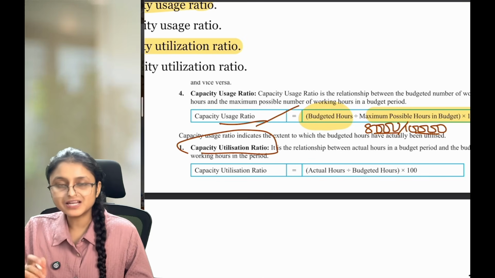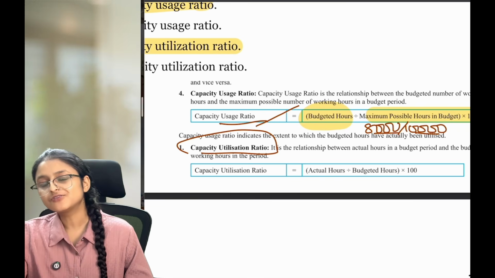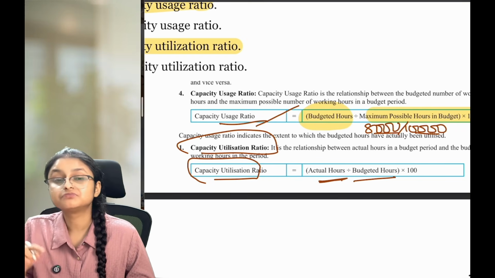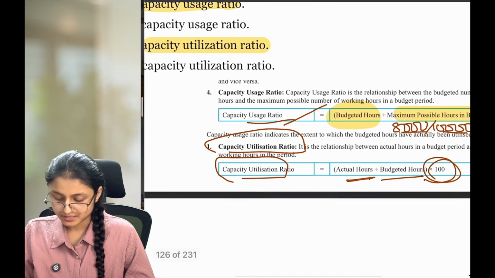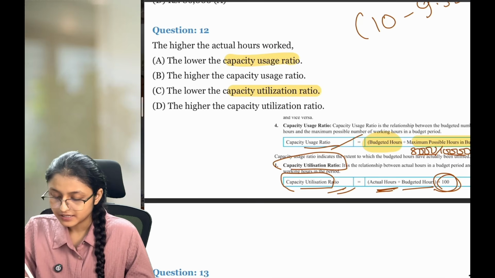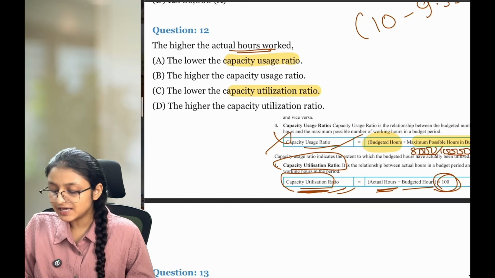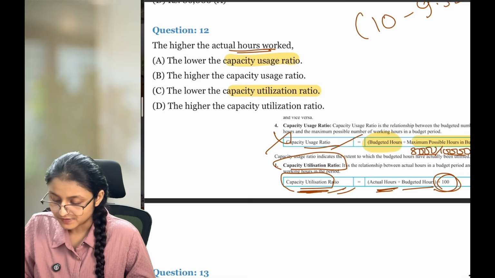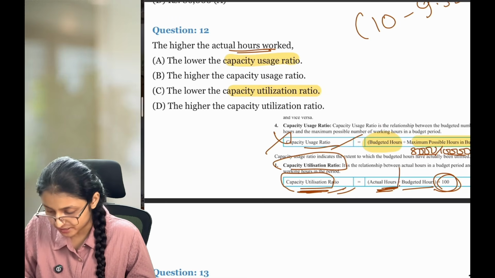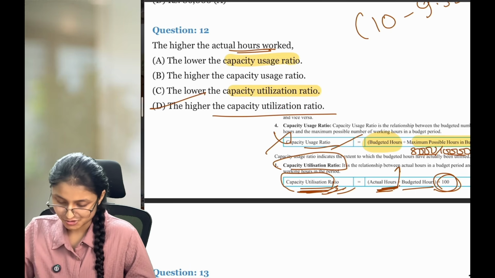Capacity utilization ratio is your capacity variance which you calculate for fixed overhead. How you calculate? Actual hours minus budgeted hours. Similarly, we calculate capacity utilization ratio as actual hours divided by budgeted hours into 100. So actual hours is used for capacity utilization ratio only and not for capacity usage ratio. So if your actual hours is higher, your capacity utilization ratio is also going to be higher. Why? Because actual hours is in the numerator and budgeted hours is in the denominator. So if this is higher, your total ratio is going to be higher. So the higher capacity utilization ratio is the correct answer.